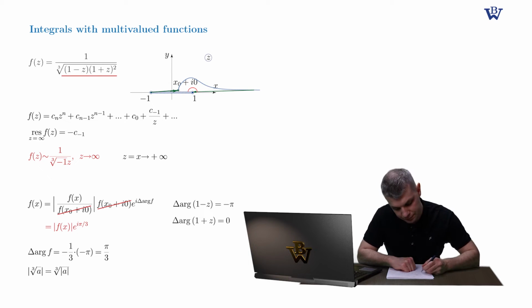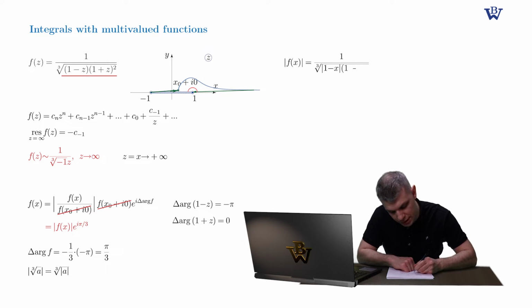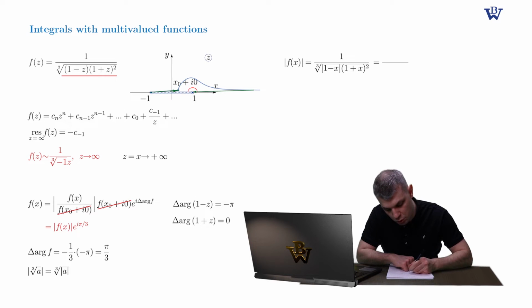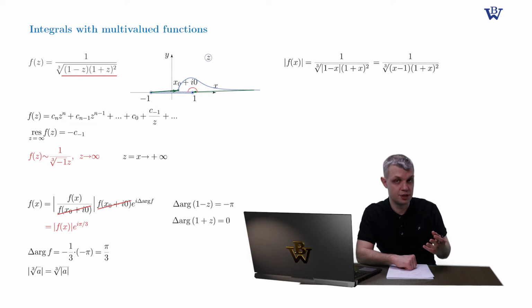So let's do this. The modulus of f of x is equal to 1 over the cubic root of the modulus of 1 minus x times the modulus of 1 plus x squared. But 1 plus x squared is positive, so we don't need the modulus sign here. So we just write 1 plus x squared. And then under the modulus sign, we have 1 minus x, the negative expression. So we remove the modulus sign and write it as x minus 1 times x plus 1 squared. And then we have a perfectly positive expression under our cubic root and can perform the standard 1 over x expansion.